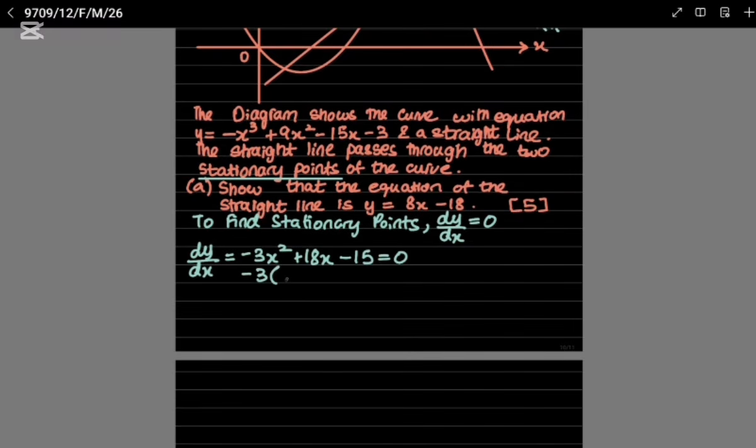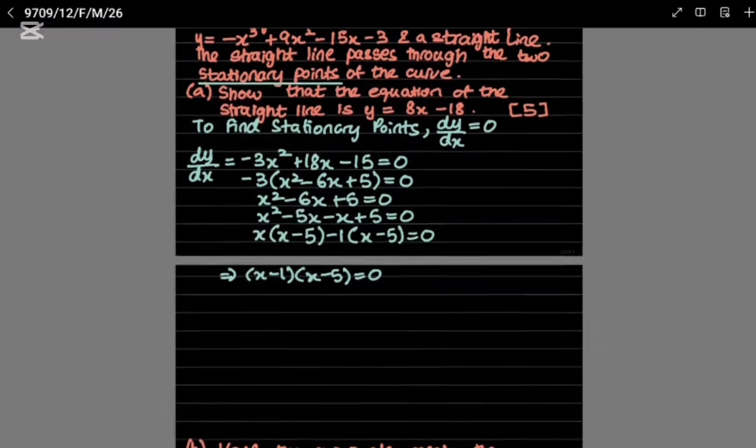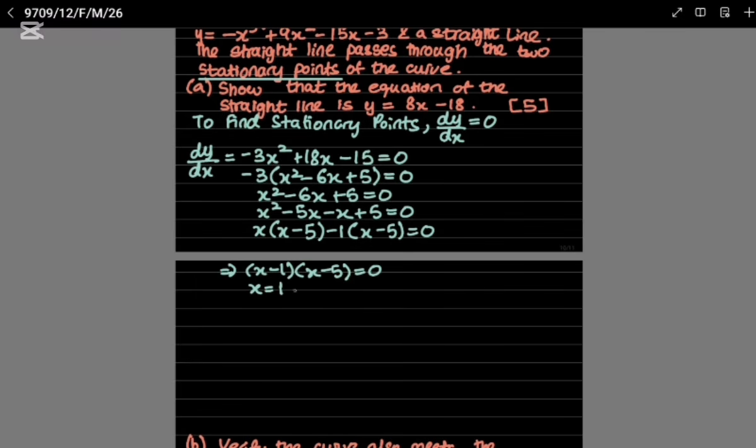Now let's factor this. Minus 3 into x squared minus 6x plus 5 equal to 0. Now x squared minus 6x plus 5 is equal to 0. By middle term breaking, I guess you know how to factor this. Minus 5x minus x plus 5 equal to 0. Now factor this again. x into x minus 5 minus 1 into x minus 5 is equal to 0. This implies that x minus 1 into x minus 5 is equal to 0. You could have done it mentally also, but you have to show your working. So x is equal to 1 or x is equal to 5.